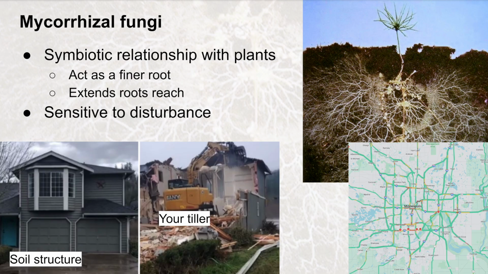Mycorrhizal fungi have a special symbiotic relationship to plants. These fungi act as an extension of the plant roots. They're finer and can get between the soil pores more easily. They also extend the reach of the roots. Ever wonder how a beet or a carrot can get all the nutrients without having finer roots? These fungi are critical in so many ways to the plant's health.